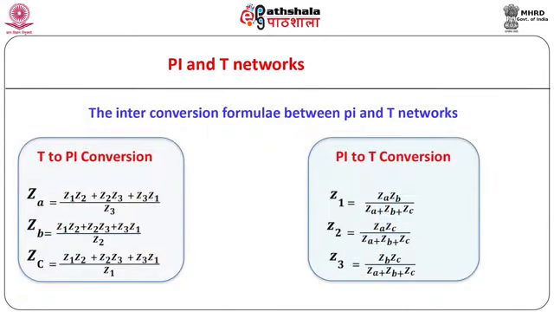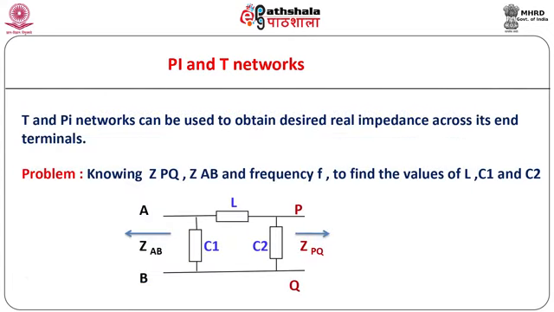The interconversion formulae between pi and T networks are as shown. These relations can be highly useful in accelerating the process of finding impedances of a two-terminal network. T and pi networks can be used to obtain desired real impedance across its terminals. As an example, consider the following pi network.